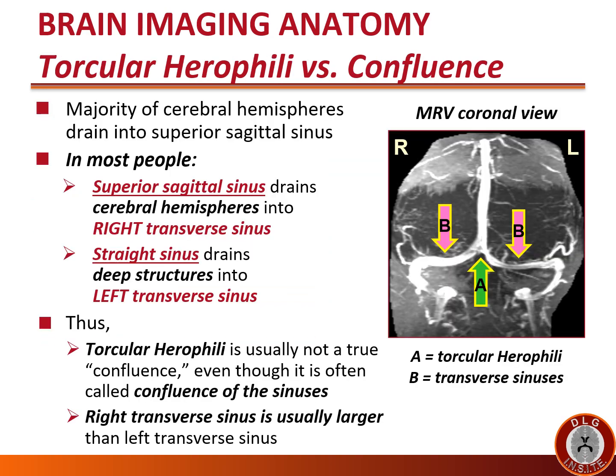To reiterate, the majority of the cerebral hemispheres drain into the superior sagittal sinus. And in most people, the superior sagittal sinus actually drains directly into the right transverse sinus, and the straight sinus drains directly into the left transverse sinus. Thus, the torcular hierophili is usually not a true confluence, even though it is often called confluence of the sinuses. And the right transverse sinus is usually larger than the left transverse sinus.